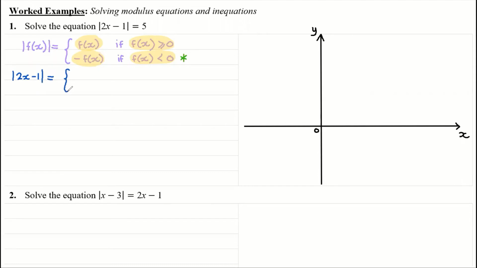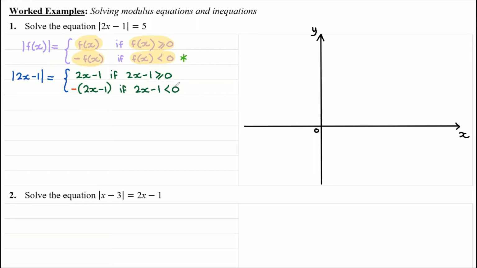So it's either going to behave like 2x subtract 1 if the function itself, 2x subtract 1, is greater than or equal to 0. Okay? Secondly, it's going to be the negative version of this function, so the negation of the whole thing, if the function itself, 2x subtract 1, is less than 0. Okay? So that's how it behaves.